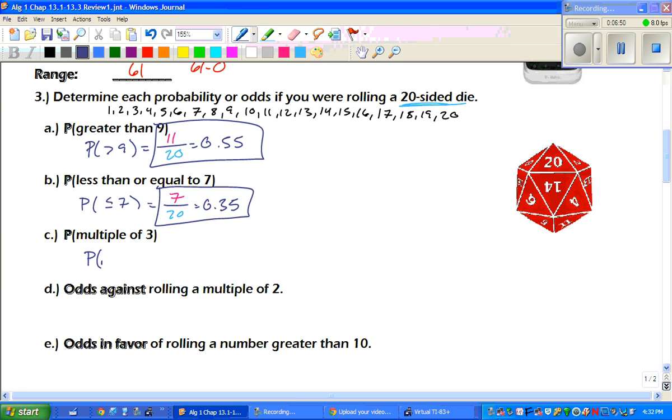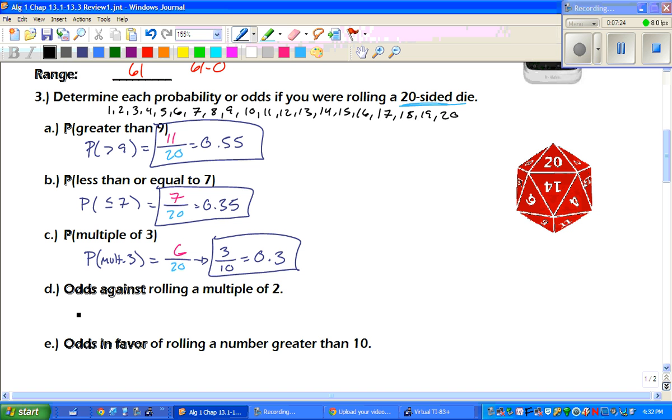All right, so probability of getting a multiple of 3. Well, first off, I know what the bottom is. So multiples of 3: 3, 6, 9, 12, 15, and 18. So 1, 2, 3, 4, 5, 6. And this one, we actually can reduce to 3 over 10, and the decimal is 0.3.